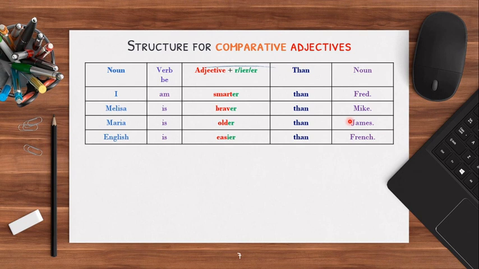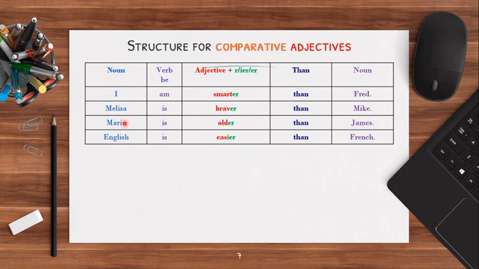Second example, Melissa is braver than Fred. Melissa is braver than Mike. I apologize. Melissa is braver than Mike. So, brave means that you have courage. So, Melissa is braver than Mike. It can be the other way around. Mike is braver than Melissa.